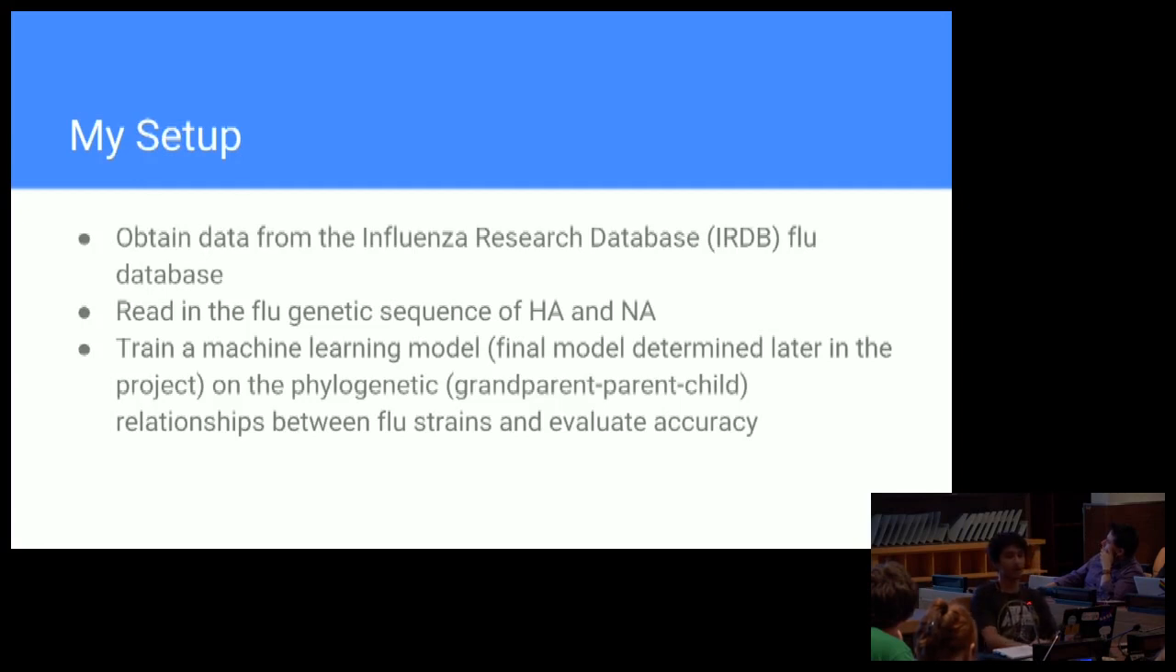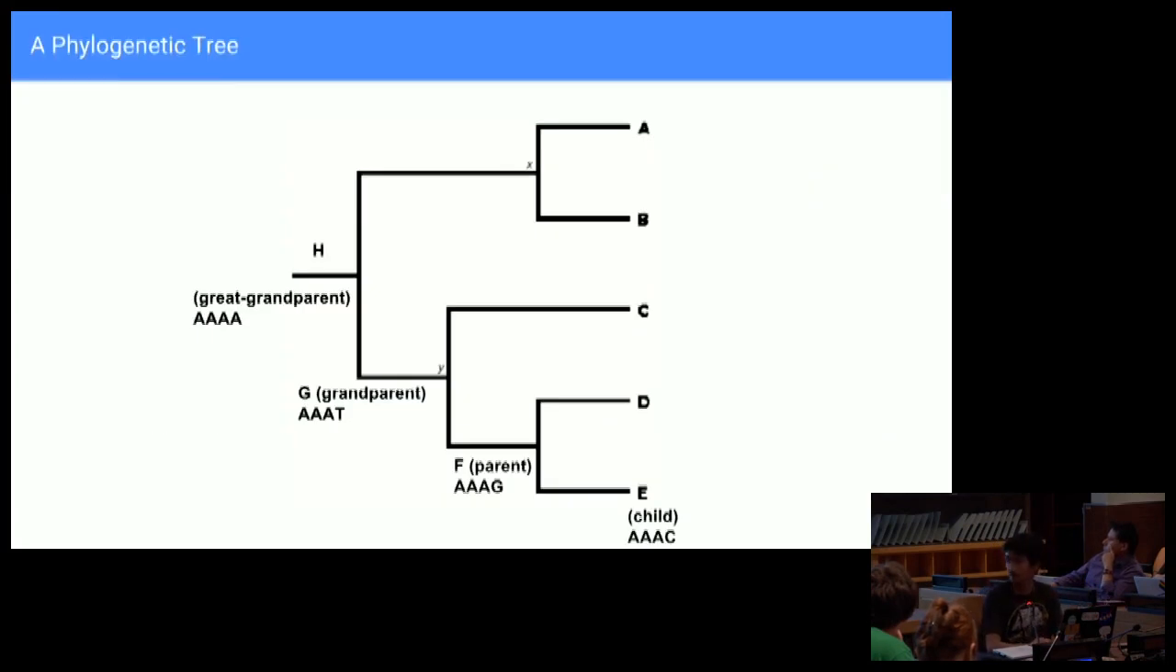So my setup was to first obtain data from the Influenza Research Database, or IRDB, which is funded by the National Institutes of Health, read in the genetic sequences of hemagglutinin and neuraminidase, and train a machine learning model based on the phylogenetic relationships. What I wanted to do was train the relationships between G, F, and E. So how has F changed from G, and how has E changed from F?